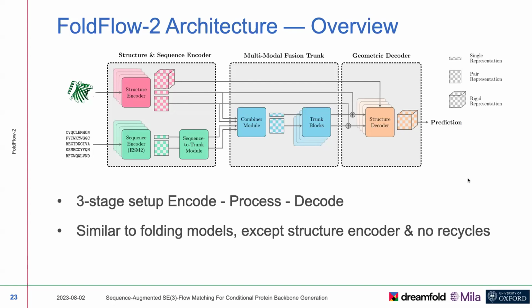It's inspired by and shares similarities with folding models in the sense that you have a sequence path, you have a trunk, and then you have some sort of geometric decoder or structure module, as it's typically called in folding models. Except in folding models, there's no structure encoder because the task is specifically to take a sequence as input. Also, our architecture doesn't use any recycles, which are iterative refinement steps of the output structure. And also not shown here on this diagram, there's lots of normalization, because combining different modalities together can introduce regularity issues.